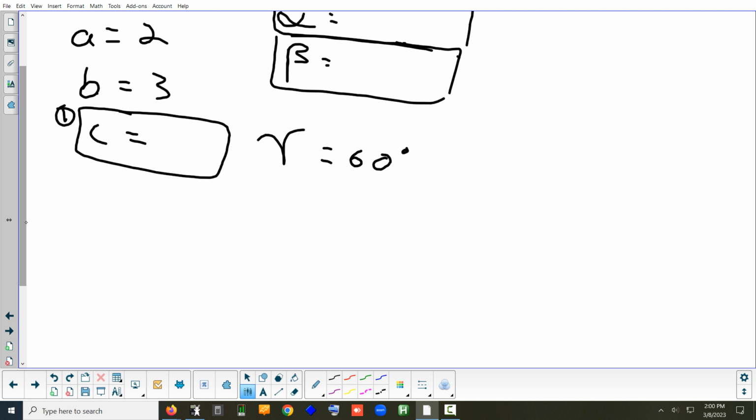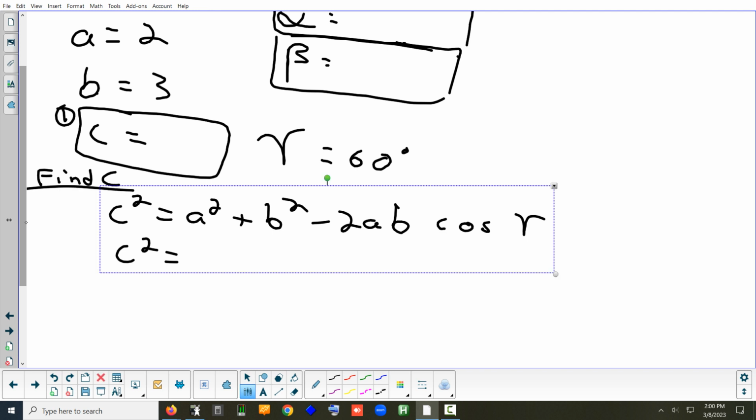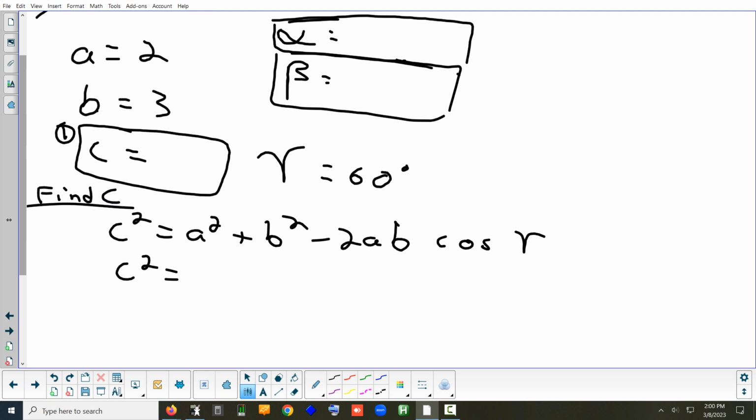Can someone remind me, what's the formula that we just decided to use? C squared equals A squared plus B squared minus 2AB cosine gamma. Okay, now fill it all in. So this is to find C. Okay, let's go through it. And we can square some of them kind of as we go.